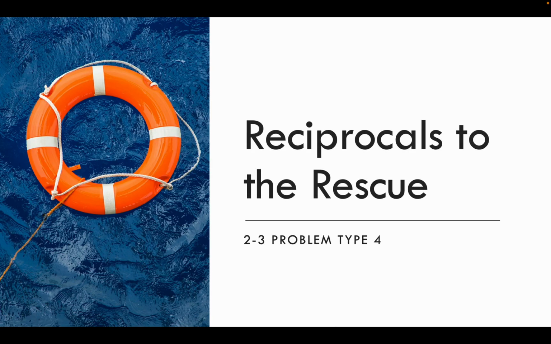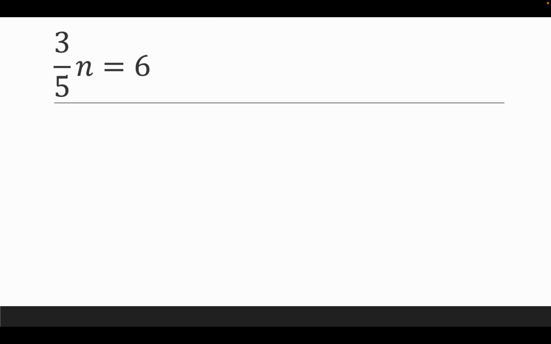Reciprocals to the rescue. All right, we already did a little bit of this earlier, but we're going to really get into it this time. This is chapter 2, lesson 3, and it is the fourth problem type in the book. 3/5 n equals 6. There are a couple of different ways, but I'm going to show you this way because I think it's the easiest and it has the least amount of steps.